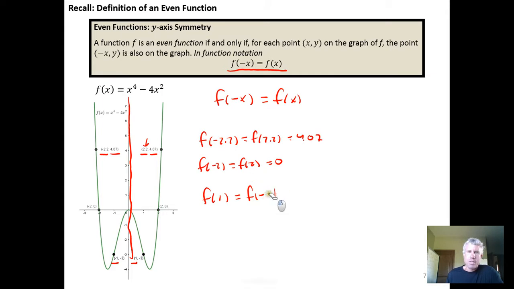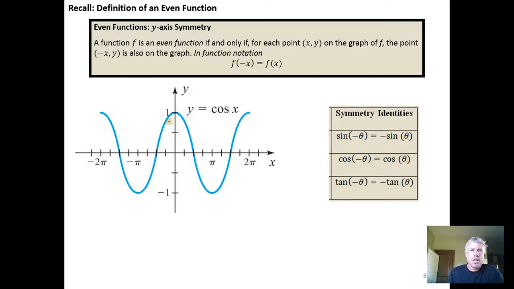Visually, we can see that we have even symmetry if we look at a graph and see that it is a reflection of itself in the y-axis. The cosine function, it turns out, is a reflection of itself in the y-axis. We plug in negative pi or positive pi, the output is negative 1. We plug in 2 pi or negative 2 pi, the output is positive 1. It doesn't matter whether we plug in x or the opposite of x, we get the same output.